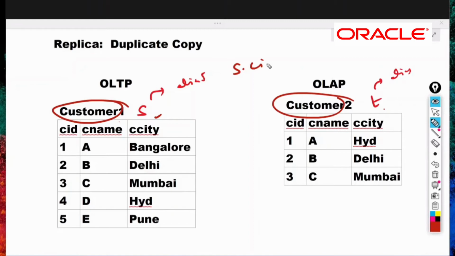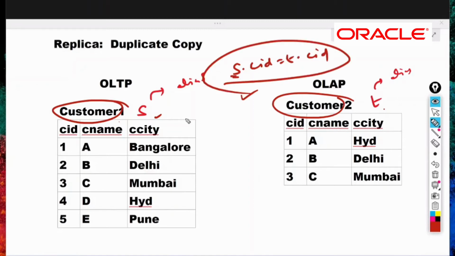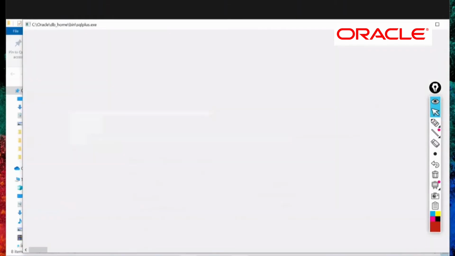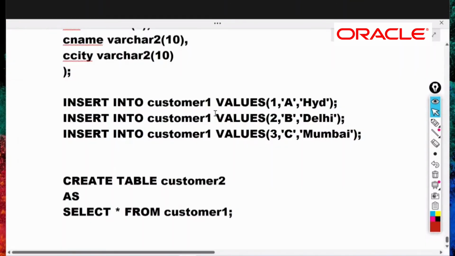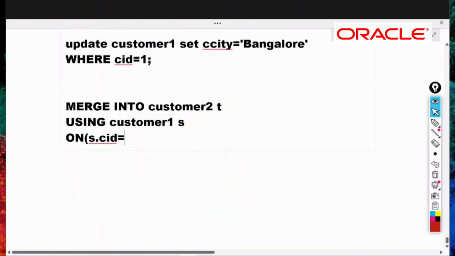If you write customer 1 here, that is no problem, but it becomes lengthy. So to make it short, we are giving alias names. Without giving alias names you can also write it, but it becomes complex. That's why we are giving alias names. For the target table we give the alias T, and for the source table we give the alias S. Now write the condition here: the source table's customer ID equals the target table's customer ID.